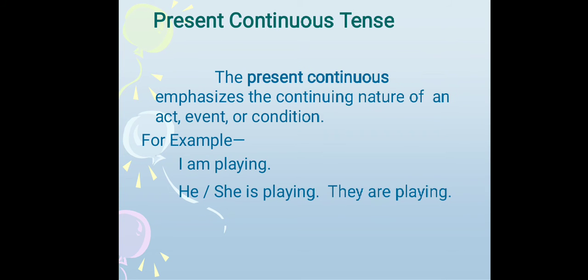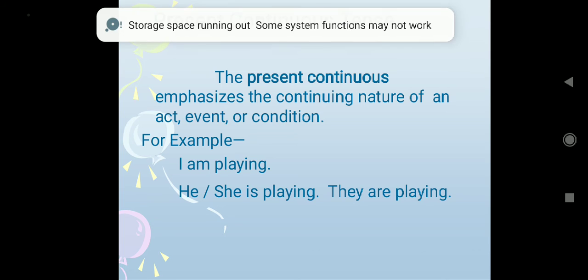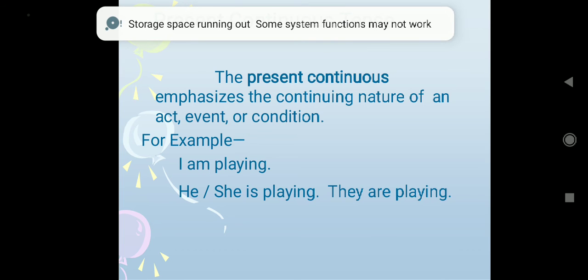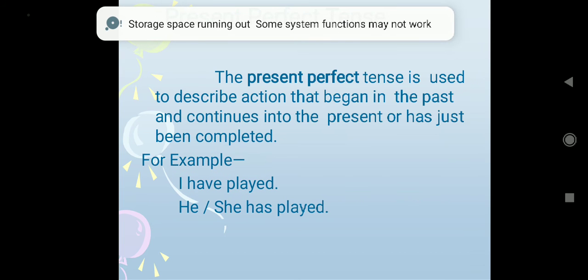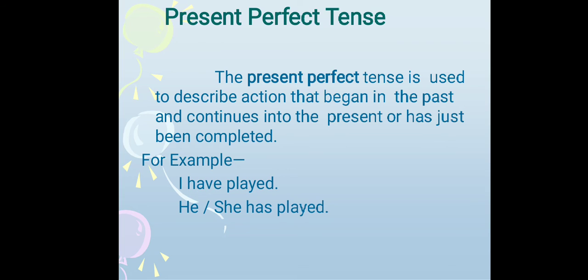Present continuous tense. The present continuous focuses on the continuing nature of an act, event, or condition. Like I'm playing, he or she is playing, and they are playing. The present perfect tense is used to describe an action that began in the past and continues into the present or has just been completed.